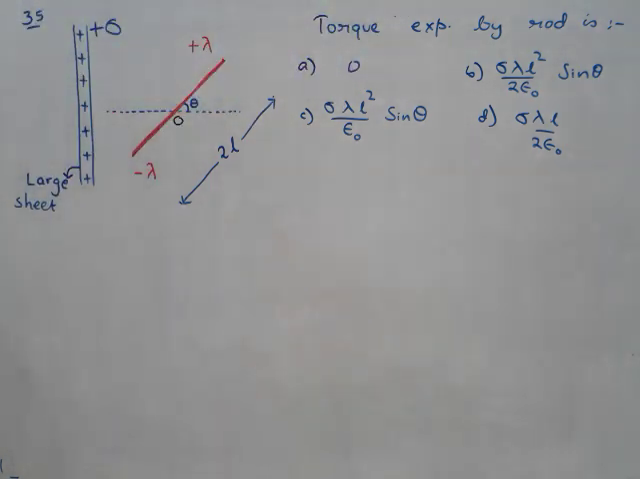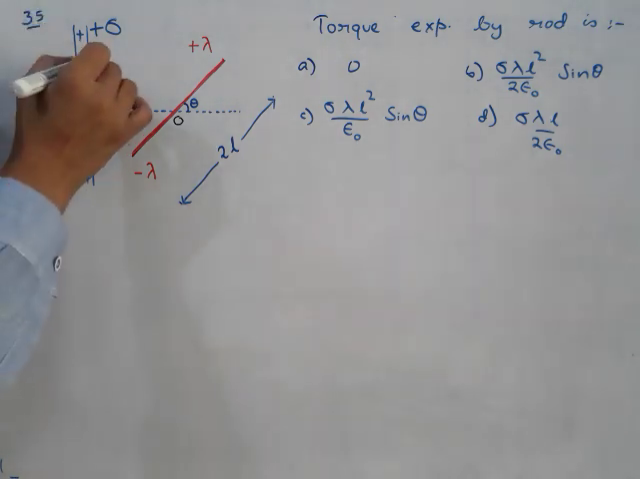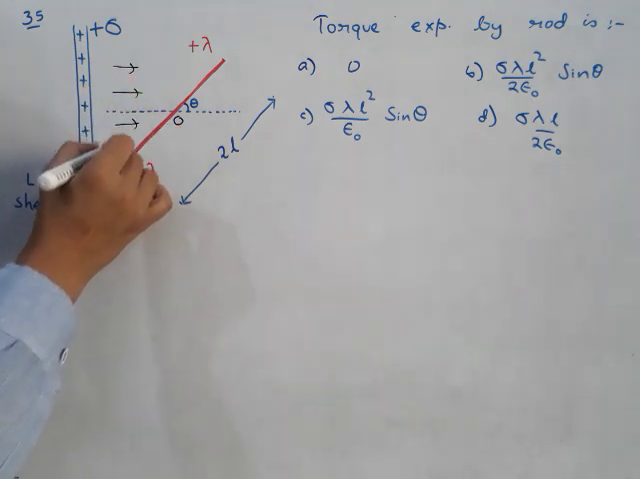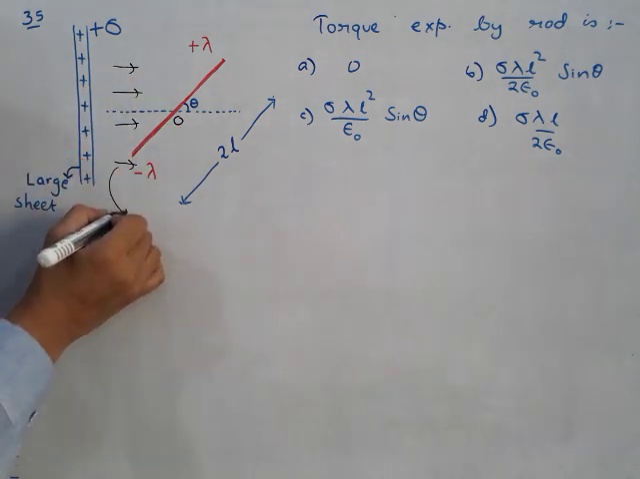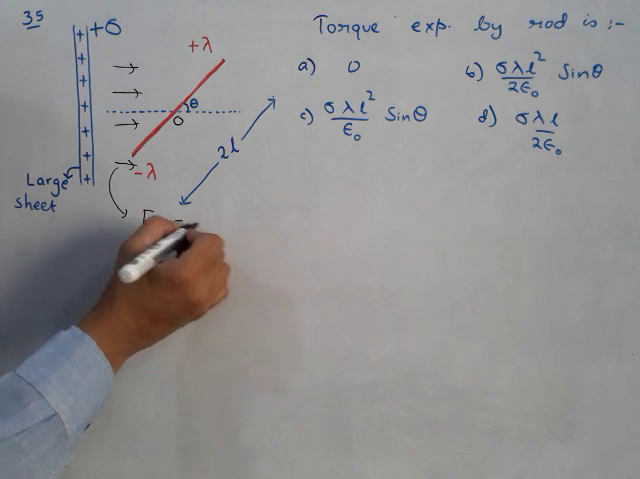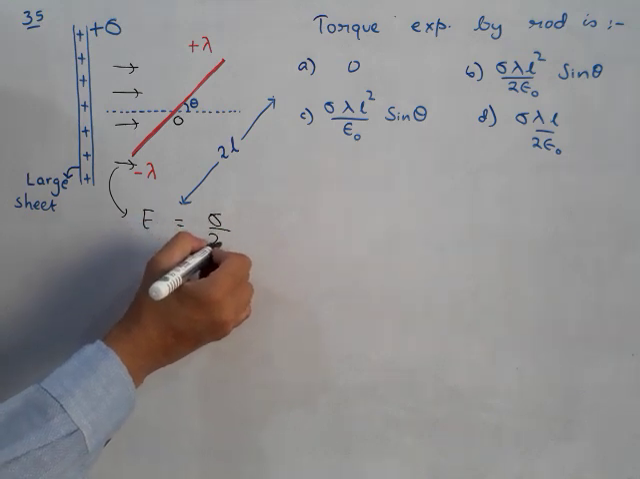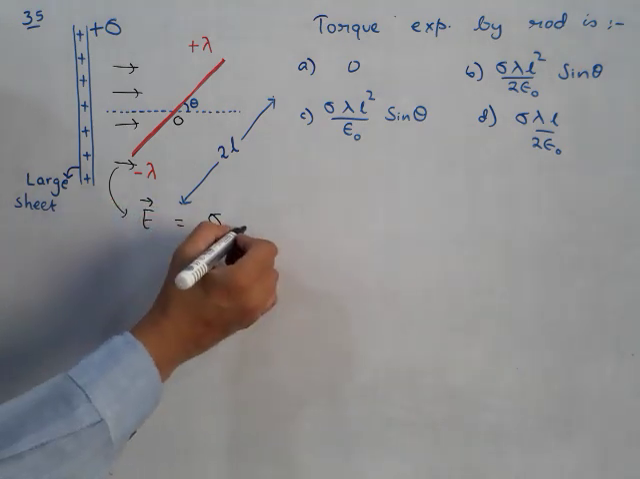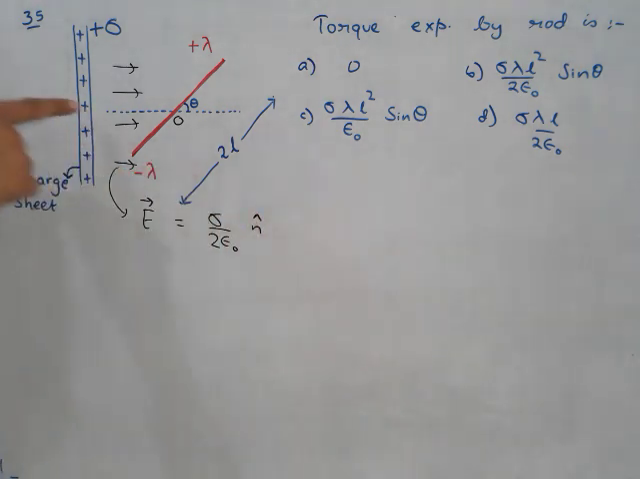Now we have already read how to find the torque experienced by a dipole placed in an external uniform electric field. First of all, you should remember that due to a large plane sheet of charge, the electric field will be directed normal to the sheet like so. And this electric field will have a value E equal to sigma upon 2 epsilon naught. And if you wish to write it in vector form, you can write E vector equal to this much n cap, where n cap is the unit vector along the normal to the sheet.